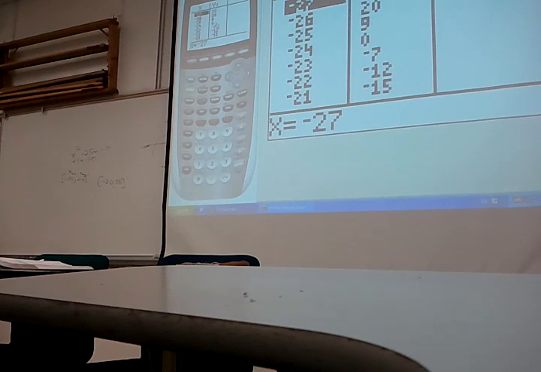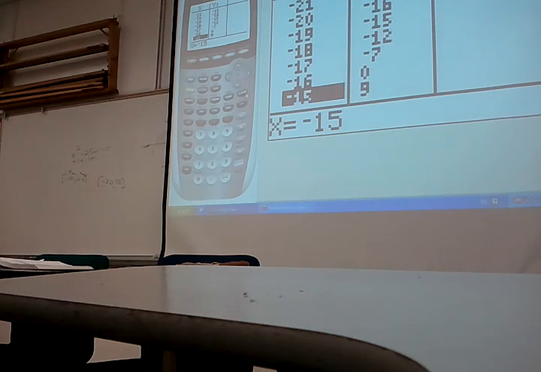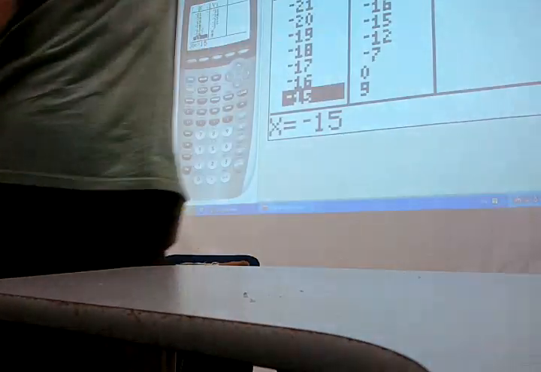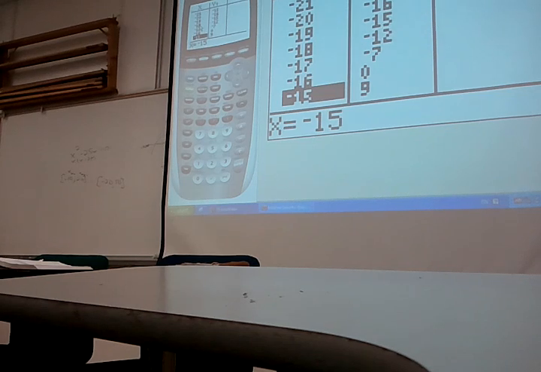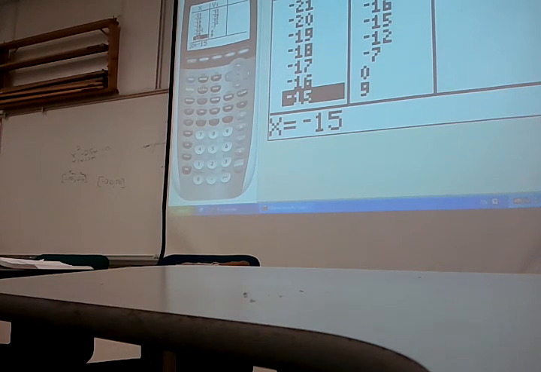The zeros are negative 24 and negative 16, right? Because I'm going on my table and I don't see any zeros anywhere. Does your table have negative 17, negative 18? As far as negative numbers, that's what it looks like. You're borrowing this from somebody, right? Yeah.